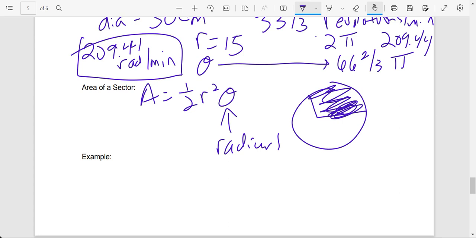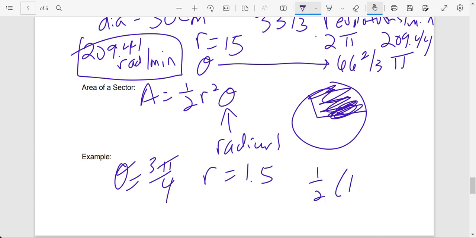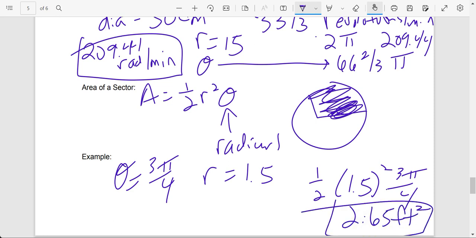Let's do an example. Let's say that theta is equal to 3 pi over 4. You're in radians. Hooray, we don't have to change it from degrees to radians in this problem. Nice. And r is equal to 1.5. Find the area. So 1/2, 1.5 squared times 3 pi over 4. You multiply that together. What do you get? 2.65 feet squared. That's all.